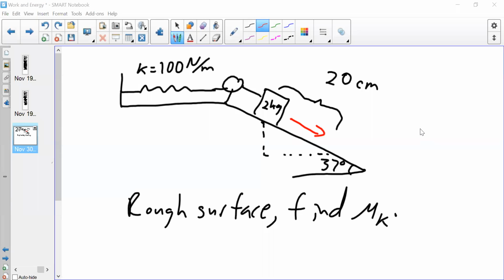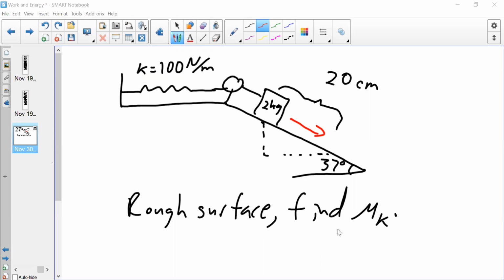This is a sample problem from another book. What's going on here is we have this mass on a spring and the string there. It's all attached to one thing, and the mass is going down the hill, indicated by the red arrow. It's going to be traveling 20 centimeters along the hypotenuse here, and the spring constant is 100 newtons per meter. And it's a rough surface, so what you need to do is find the coefficient of kinetic friction.